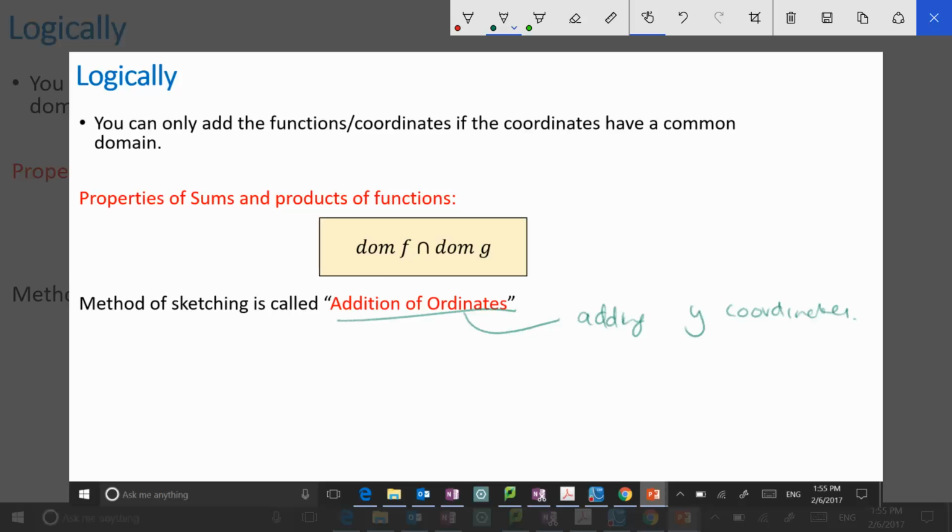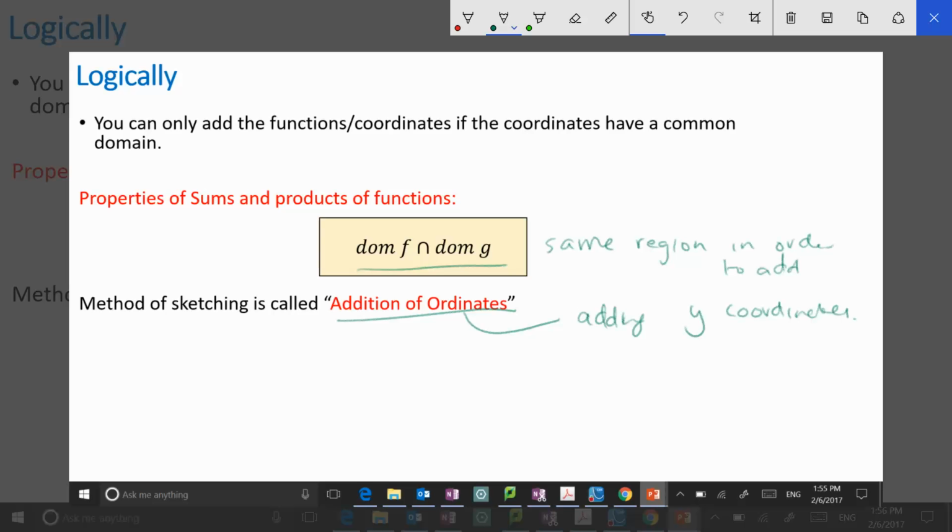So for f of x and g of x, the domain has to be the same region in order to add. Just logically, you can't add if they're not in the same region. One takes a negative, the other one doesn't, so one's undefined. How can you add something that's undefined? Doesn't make sense. That's why you have the property: the domain of function f has to be the same as the domain of function g. Add those two together, what are you adding? Y coordinates.